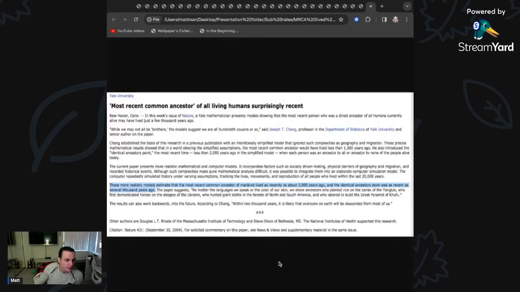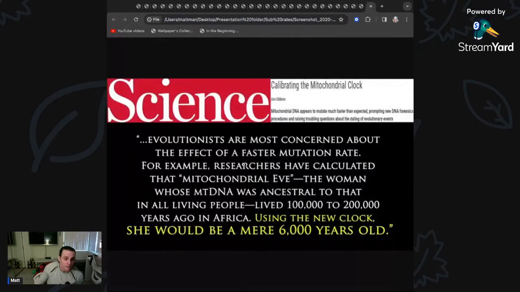We have another study here that was done on demographics. It says the more realistic model estimates that the most recent common ancestor of mankind lived as recently as 3,000 years ago, and that the identical ancestor points to a recent several thousand years ago. Look at that, every single time. So what do we find?